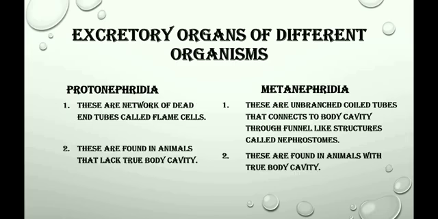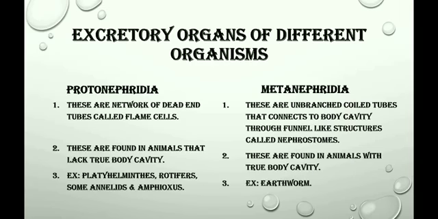Then in protonephridia, true body cavity is not present. These animals lack true body cavity. Whereas in metanephridia, the animals have true body cavity. Now, examples of protonephridia are flatworms, you can say Platyhelminthes, rotifers, some annelids and amphioxus. Whereas for metanephridia, you will find earthworm, you will find terrestrial organisms showing bilateral symmetry and true body cavity.